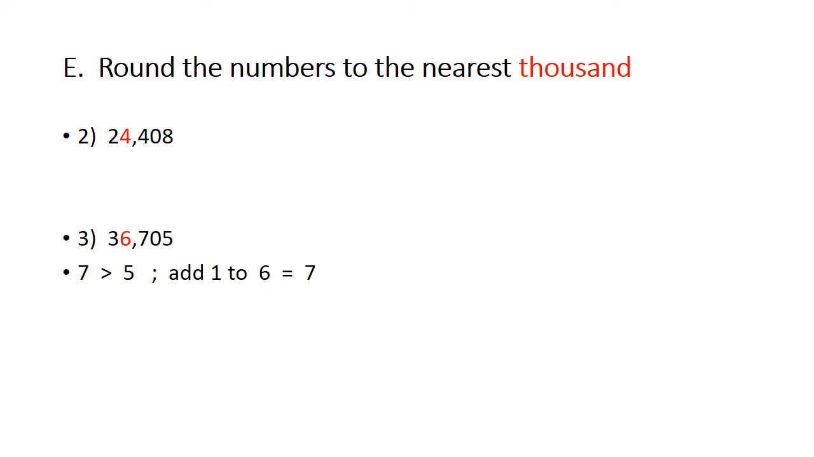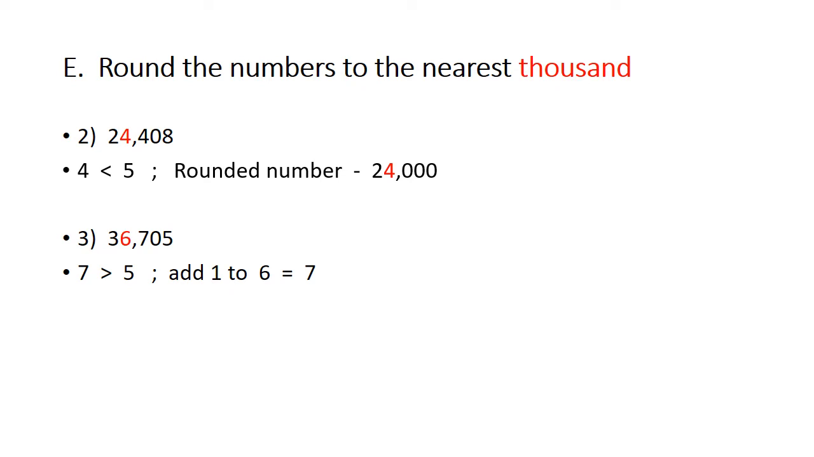What do you have to do according to the rule? You keep the thousands place, that is 4, as it is. Right? The new rounded number is 24,000. Make the remaining digits 00.